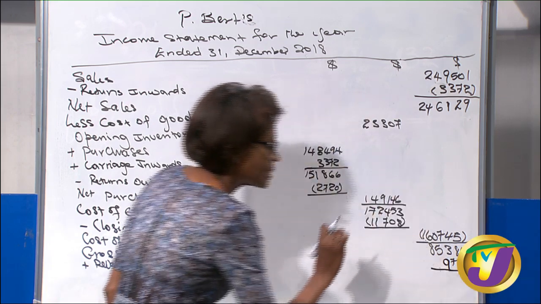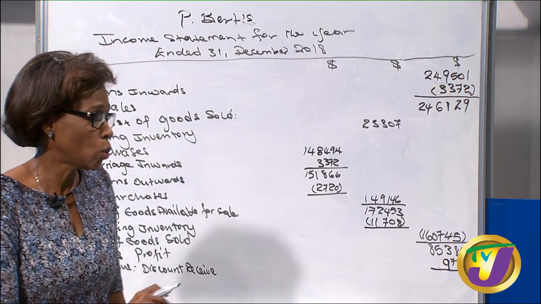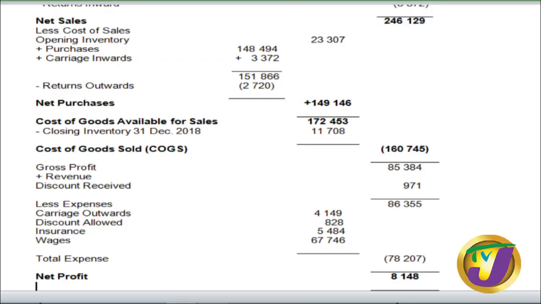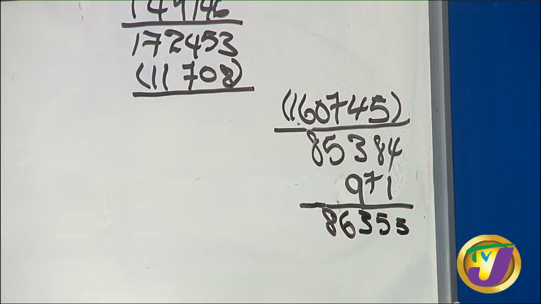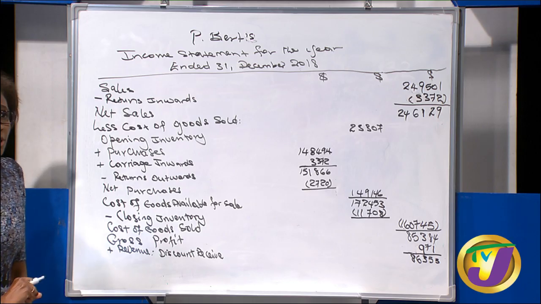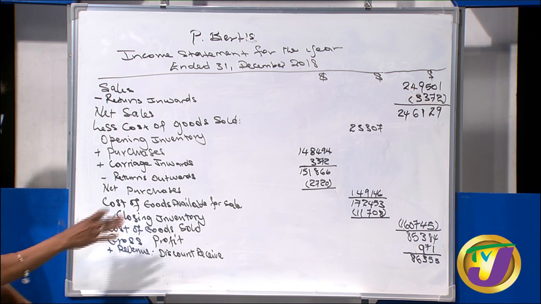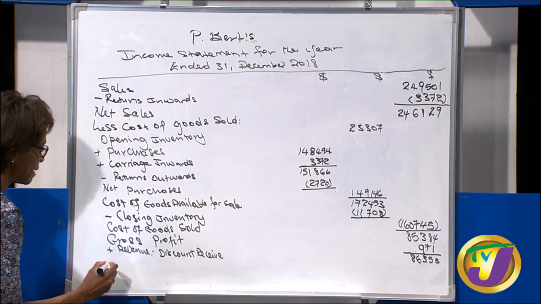$971. So we're going to add our discount received to our gross profit, and that is going to give us a total of $86,355. So the profit that we have on hand now, student, is $86,355. But this is not our true profit because there are expenses that we have to take away from what we have.